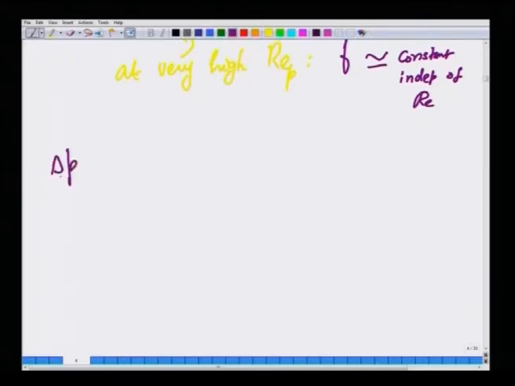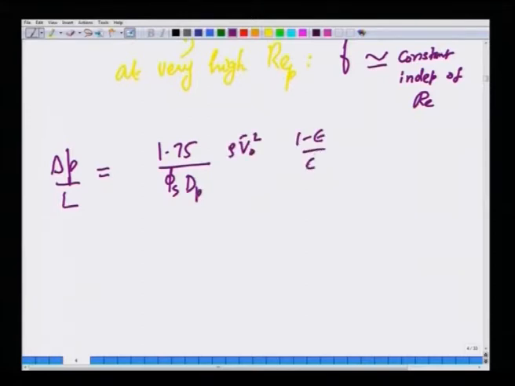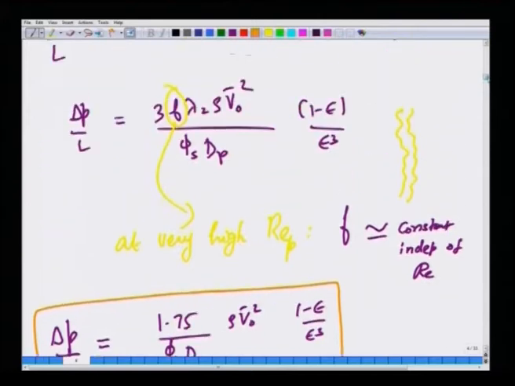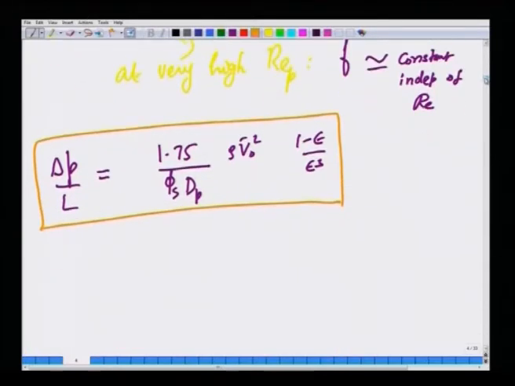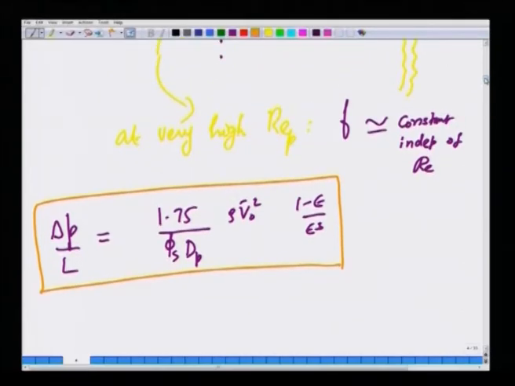P by L turns out to be 1.75 divided by phi s dp, rho V naught squared, times (1 minus epsilon) by epsilon cubed. This is after correlating this expression with experimental data. People find that 3 lambda 2 times f becomes roughly 1.75. Okay. So, that is the experimental data that tells us that the combination of these numerical constants 3 lambda 2 and f naught is a constant independent of Reynolds number, because we are in the highly turbulent regime in a rough tube. Okay. So, we get this.